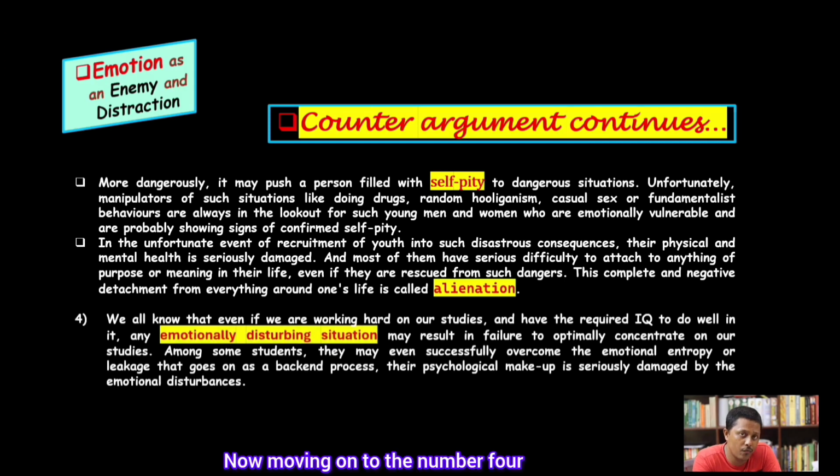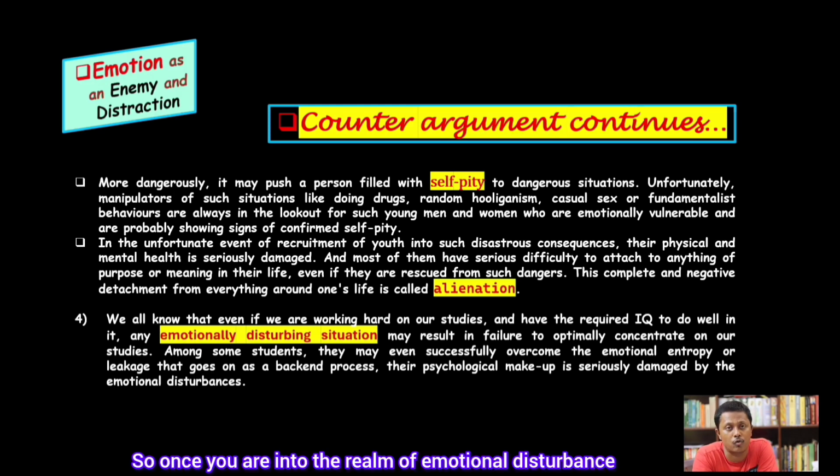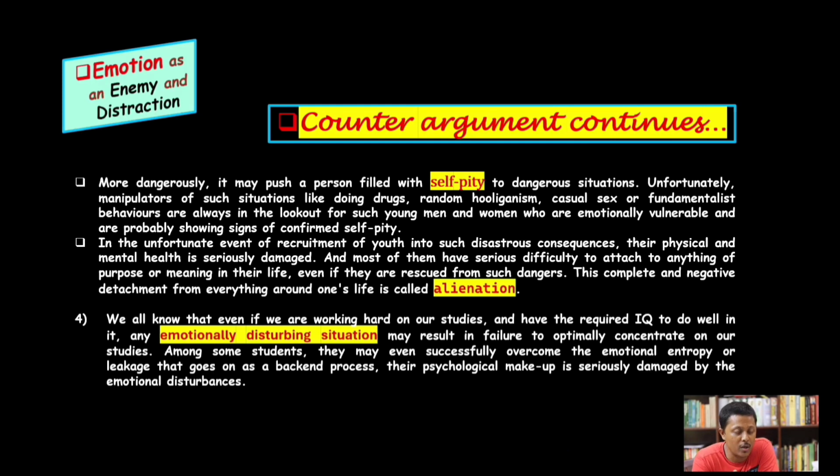Now, moving on to number four, we all know that even if we are working hard on our studies and have the required IQ to do well in it, any emotionally disturbing situation may result in failure to optimally concentrate on our studies. So, the emotionally disturbing situation is the point. Some students may even successfully overcome the emotional entropy or leakage that goes on as a back process, but for others their psychological makeup is seriously damaged by the emotional disturbances. So, once you are in the realm of emotional disturbance, you cannot move out of that. You cannot make yourself over.